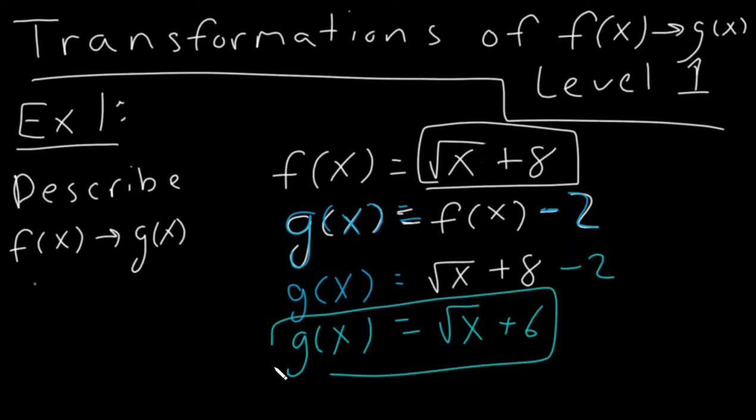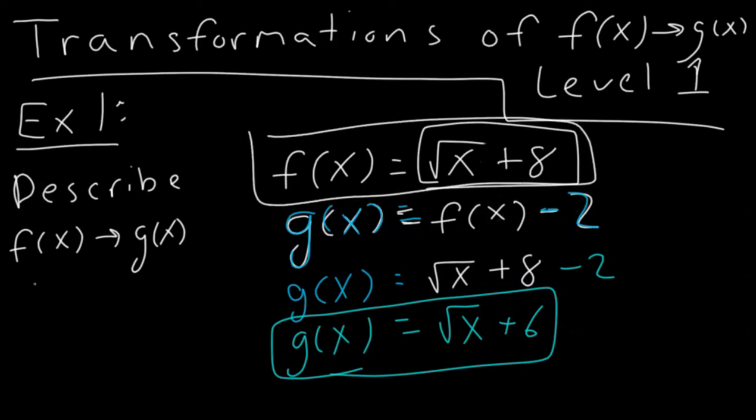So we can now compare our g of x function to our f of x function. And notice the only difference is that f of x was plus 8 and g of x is plus 6. So you want to ask yourself, when this constant is outside the function, or aka outside of this square root right there, is it shifting us left or right or up or down? In this case, when it's being added or subtracted to the entire function, it's going to be shifting us up or down.